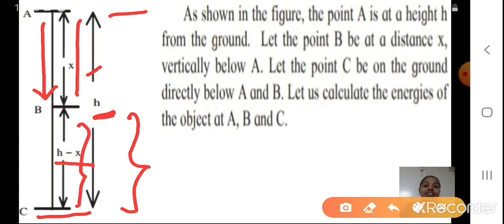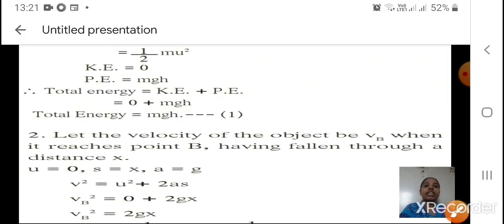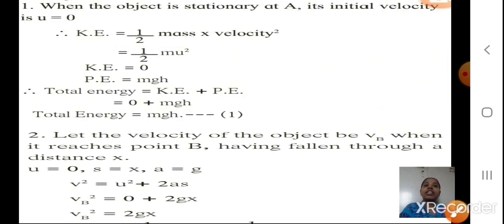Did you understand this? Now we will see the first condition, when the object is stationary at point A. If the object is stationary at point A, its initial velocity will be 0. You have studied this: the initial velocity is always equal to 0.